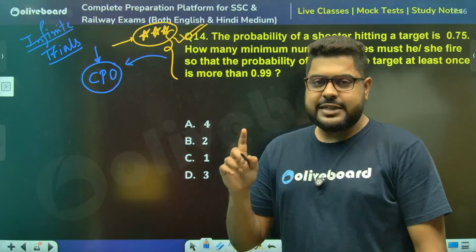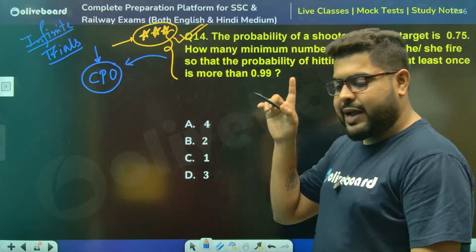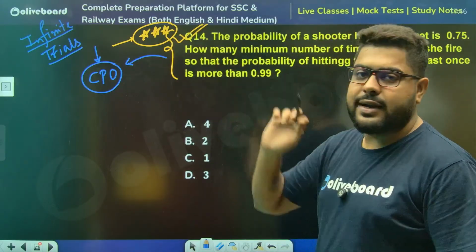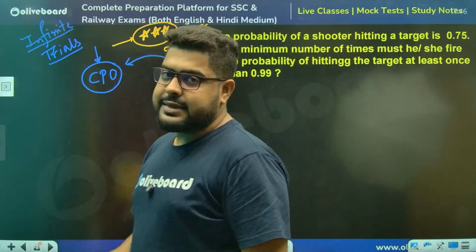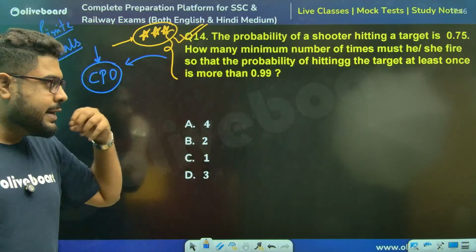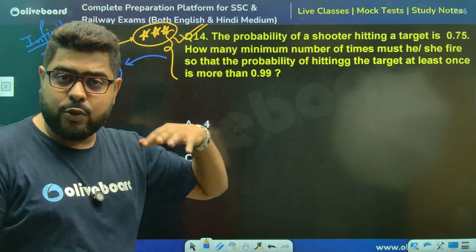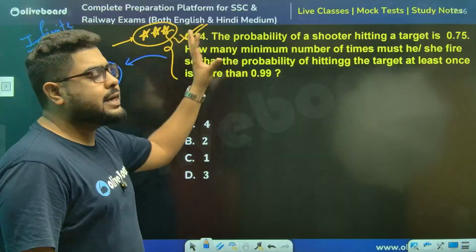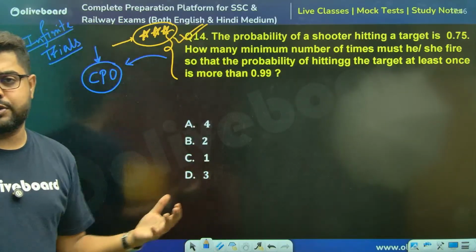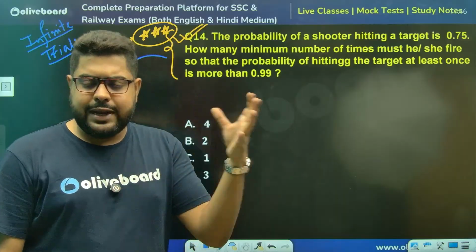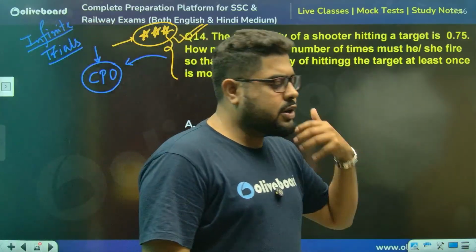With the changed pattern, you can very easily get a question from infinite trials in one of the shifts. So that's the reason I have taken up this question, and I've decided, okay, let's discuss how to approach infinite trials questions. Why? Because it has a very specific way of approach. If you do anything beyond this, there's a strong chance you will get stuck.